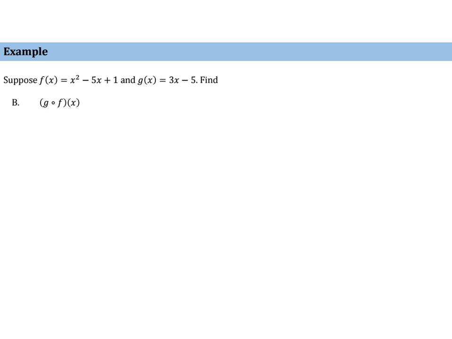Now let's look at what we obtain if we find g composed with f of x. So this means we have g of f of x. So we will replace f of x with our x squared minus 5x plus 1. So f of x is getting replaced with what we know f of x to be.